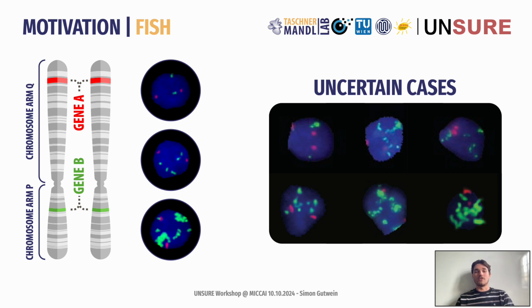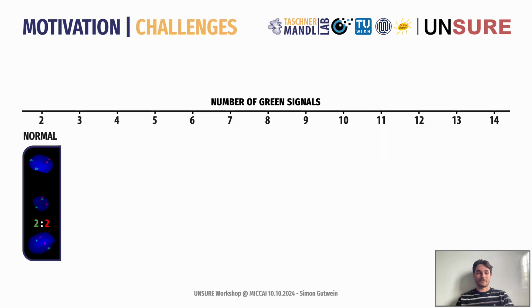FISH presents its unique challenges due to the unclear definition of signal numbers, often caused by signal proximity and blurriness, leading to difficulty in evaluating these uncertain cases.